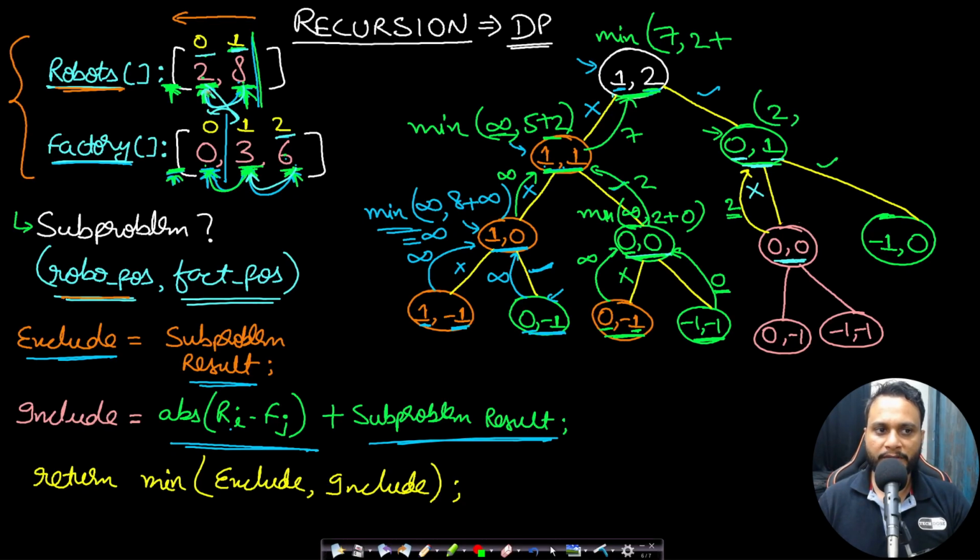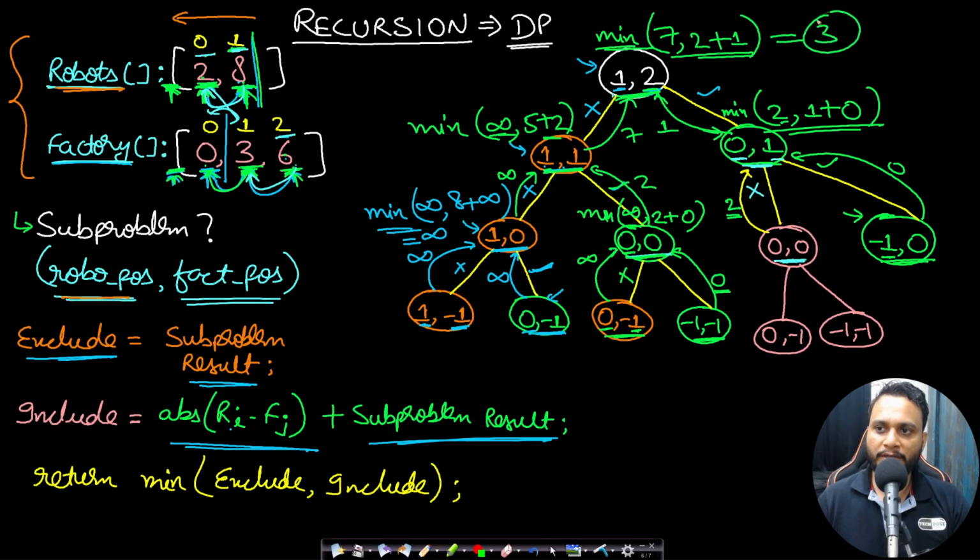If you try to include, that means make this 0th robot assignment to the first factory, then the gap between them, 3 minus 2, is equal to 1 plus. When I go to this sub problem, then I see that the robot position is negative. This means all the robots have been repaired, and in that case you need to return a 0. So 0 will be returned, and since I want to minimize the distance, I will take the minimum of both the cases. So 2 comma 1 will be returning a 1 here, right? So if you get a 1 here, then 1 will get added, and since I want to minimize the distance, that will be equal to 3.